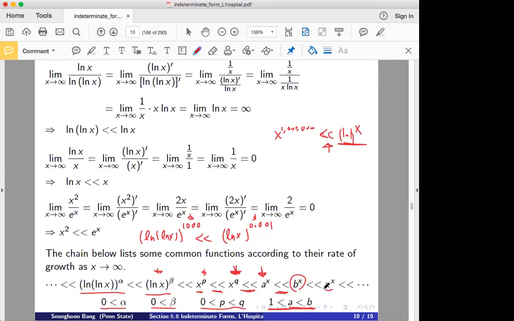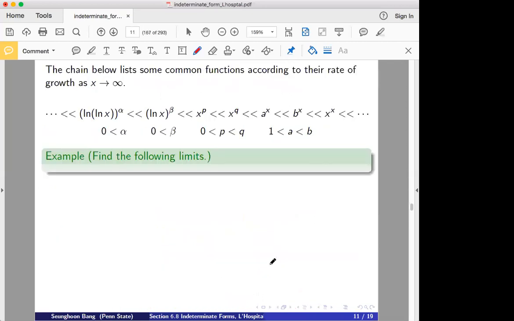The last one, x to the x is growing faster than b to the x. So this is the whole chain. So you need to memorize this chain. This is very useful. So like this, one example. Let me see. How can you solve this problem? You can use this chain. So you have to ignore coefficient here.